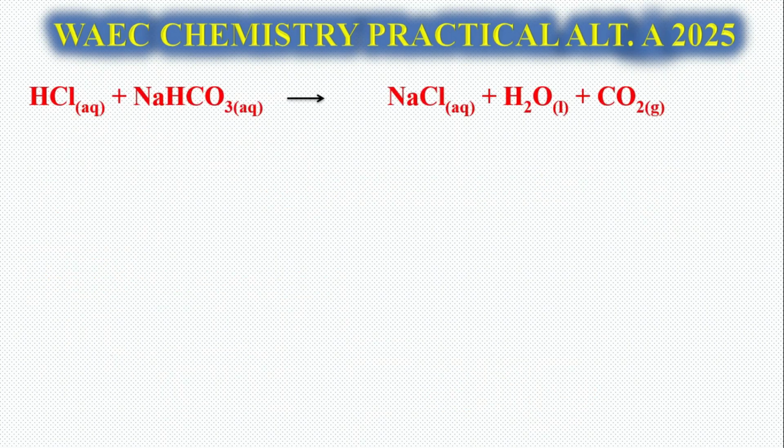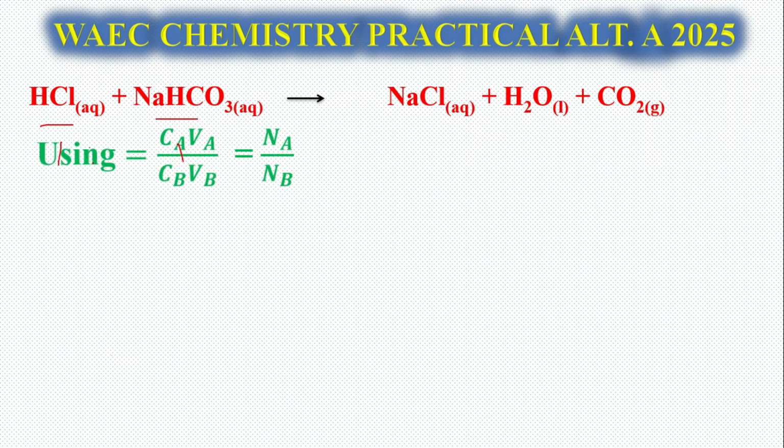of our base. So from the balanced chemical equation, we have hydrochloric acid plus NaHCO3 giving us the products sodium chloride plus water plus liberation of carbon(IV) oxide. That means the ratio of our acid to base is 1 to 1. Did you get that? So using the formula CAVA over CBVB equals NA over NB, we have a 1 to 1 ratio of acid to base.